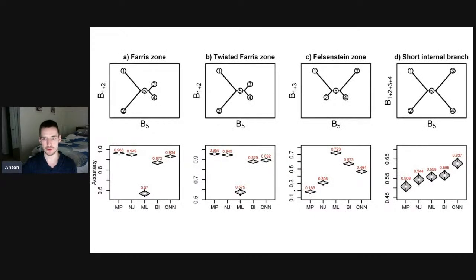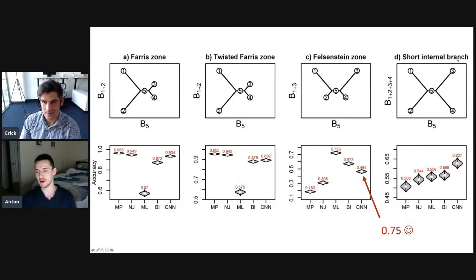Here are some examples on gapped alignments, and the performance of the CNN. In the Farris zone, it's pretty good. The twisted Farris zone is also pretty good. In the Felsenstein zone, it's not as great as, for example, Bayesian inference or maximum likelihood, but you can supply more training examples from the Felsenstein zone and actually increase the accuracy of your CNN for those examples, and you can reach accuracy comparable to maximum likelihood on alignments of size 1,000 columns.